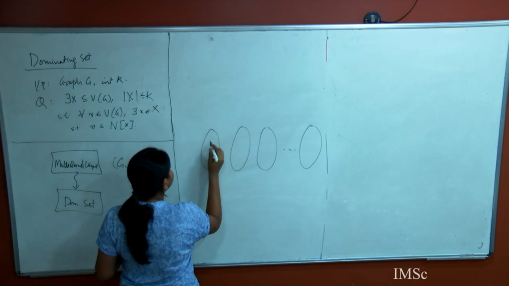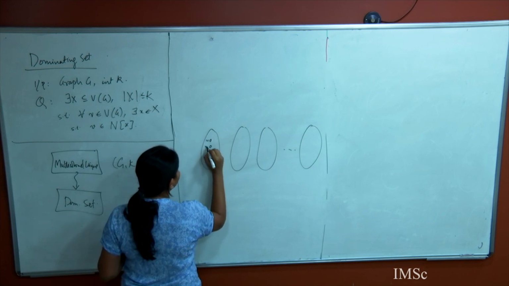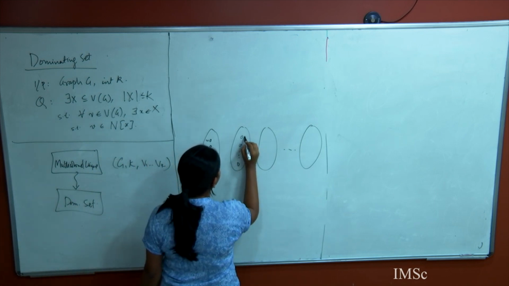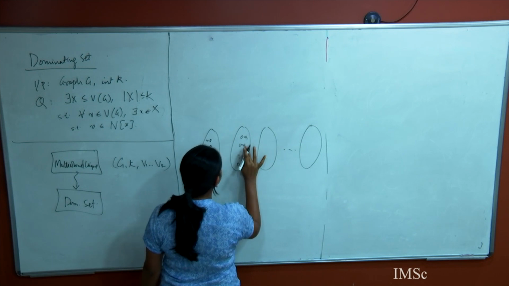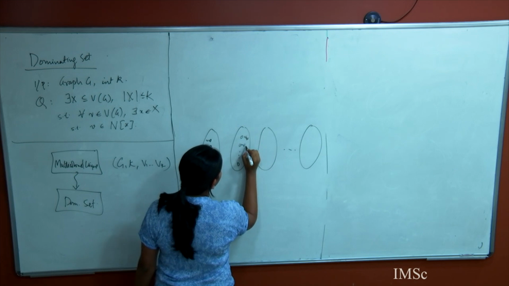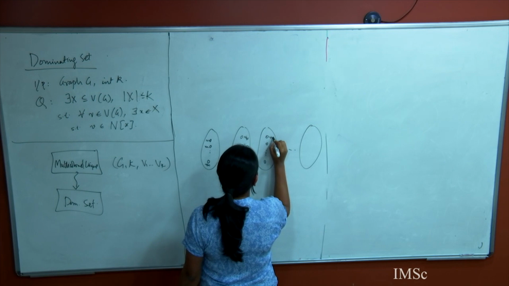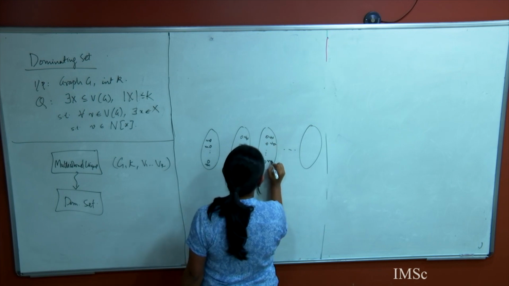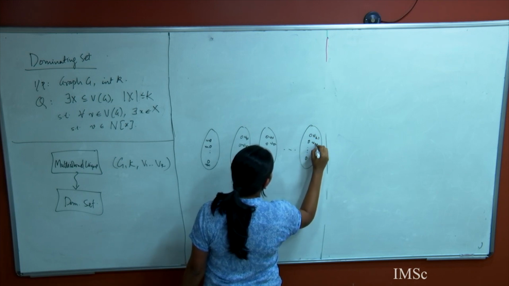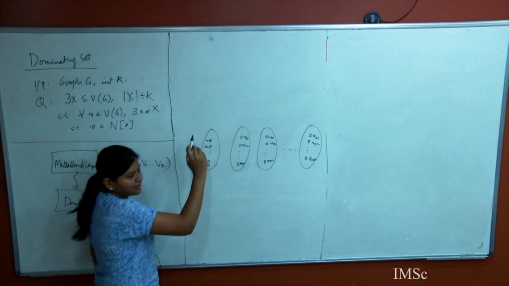Suppose we have these parts, which look like v1, v2, up to vn. We can assume that by adding dummy vertices, each of the parts has n vertices. So v11, v12, up to v1n; v21, v22, up to v2n; v31, v32, up to v3n; and vk1, vk2, up to vkn. What we do is make each part a clique.